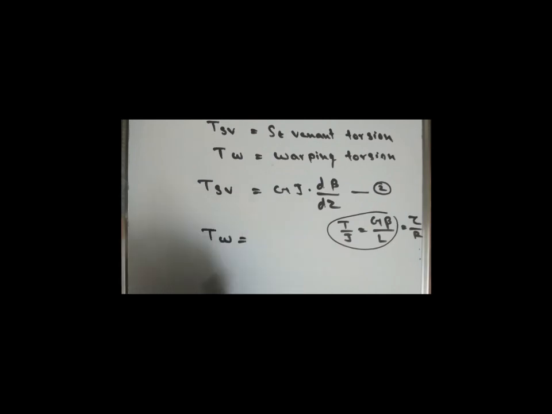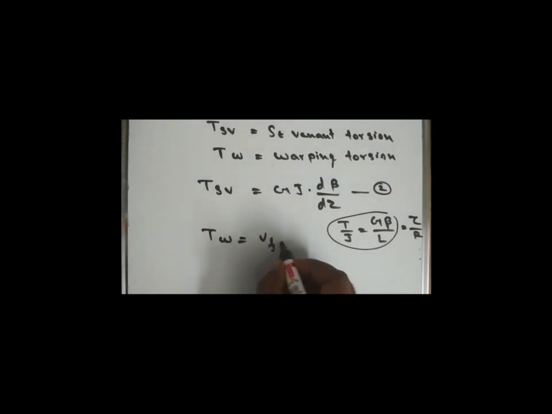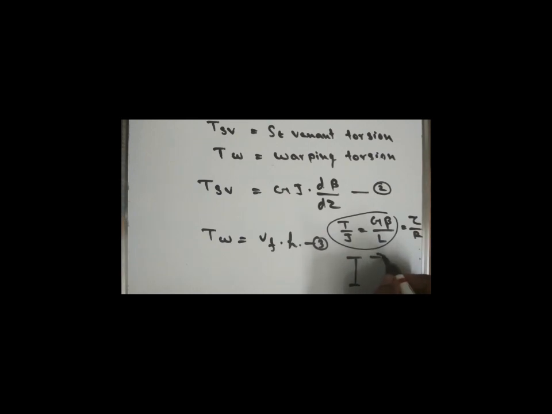Now we have to determine the TW. This is the warping torsion. Warping torsion we will determine using this relation. VF is the shear force into height. We have an I section. Shear I am applying at the top. We have a perpendicular distance, height. This is like a moment. Moment is equal to VF into height. TW is nothing but a moment.